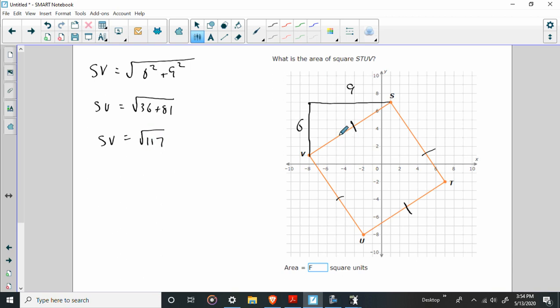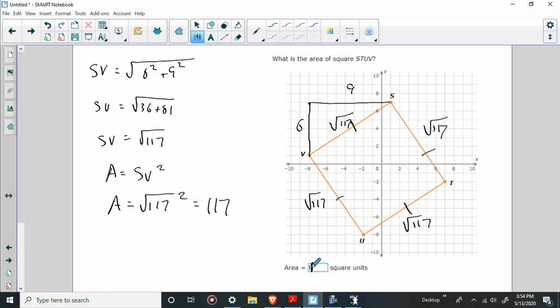Now, before you go ahead and evaluate that, do yourself a huge favor. We know that to take the area, all of these sides are the square root of 117, yes? So rather than go ahead and evaluate this, we're trying to simplify this. Remember, the area is equal to SV squared, right? Length times width, or length times length, side squared, whatever you want to call it. So your area is equal to the square root of 117 squared, which is 117, okay? So before you go ahead and start evaluating things like crazy, keep in mind that some of those steps aren't going to be as complicated, okay?